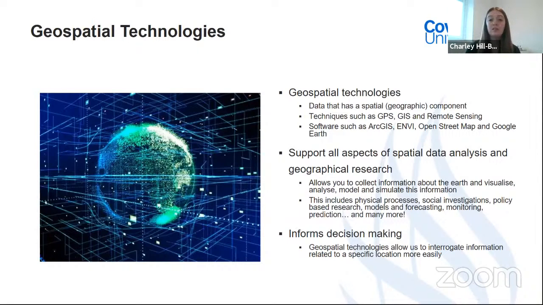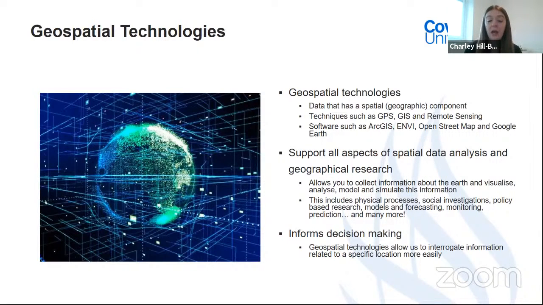But it involves data, it involves techniques, and it involves software. So it really depends on what you're doing and the area in which the geospatial technology that you are focusing on. What's important though with that is that all of that data, as I said, has a spatial component and a spatial element.